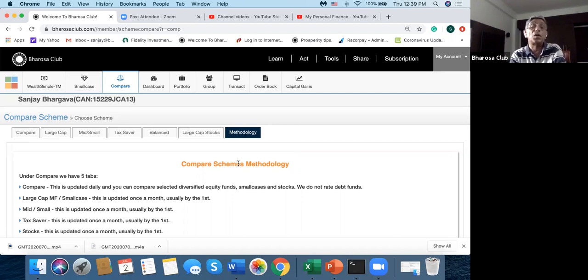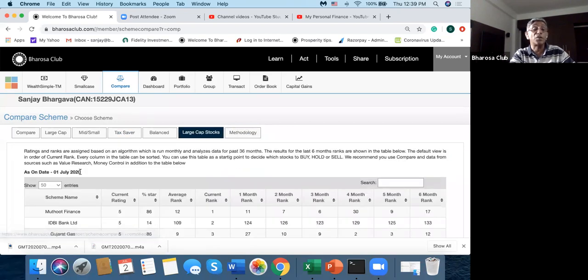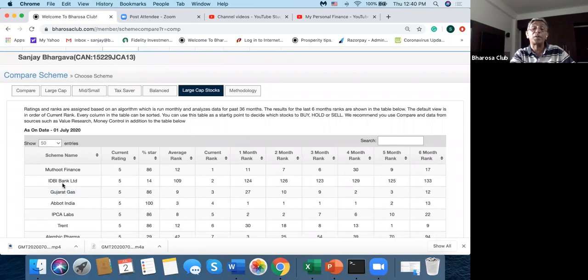If you take large cap stocks here and look at, say, a stock like IDBI Bank, IDBI Bank has had a massive run up recently. That's why its current rank is 2. But if I went back 1 month and excluded this massive run up, its rank was 124. So if I look at this, I would not at all be tempted to look at IDBI as a good stock. Here it also gives you the average rank.